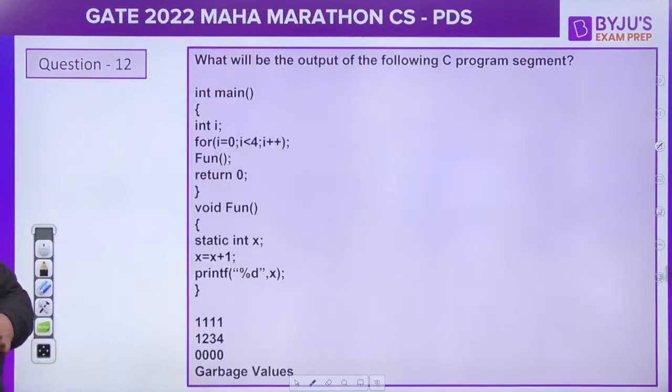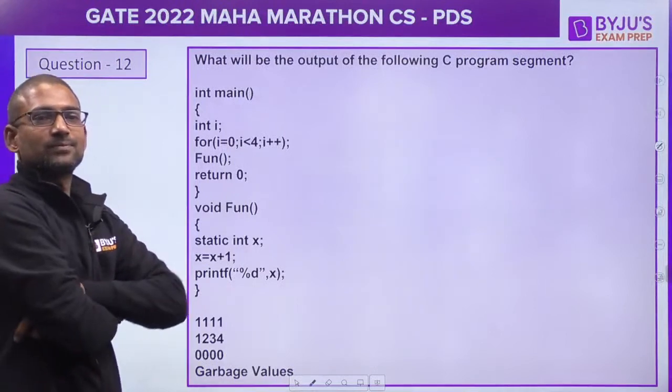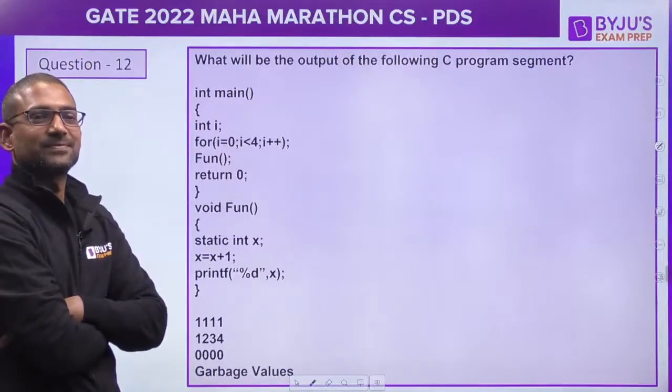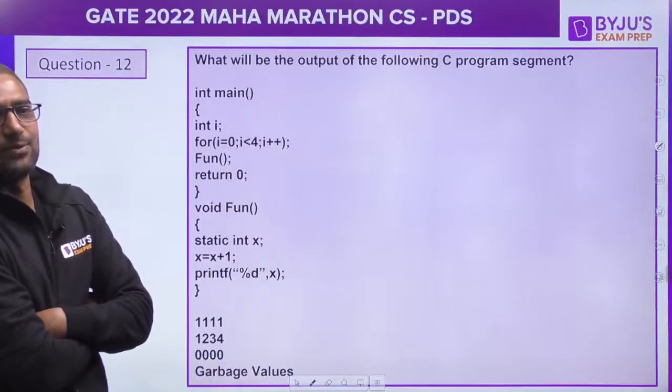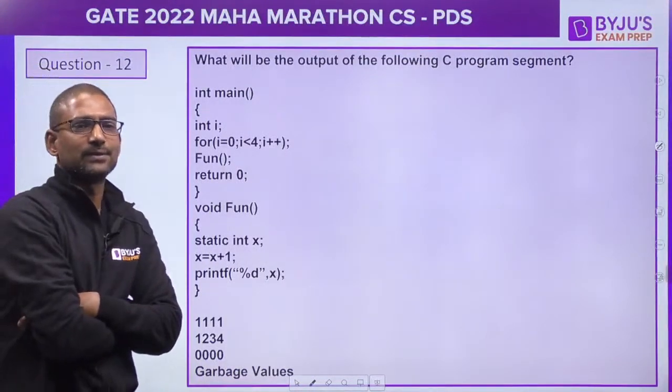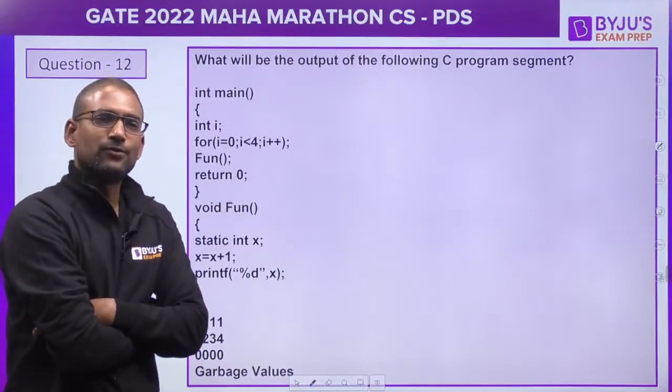What will be the output of the following C program segment? Anup, it is clearly mentioned. We want just the second leaf node. Yes, 15 would be the fourth leaf node.